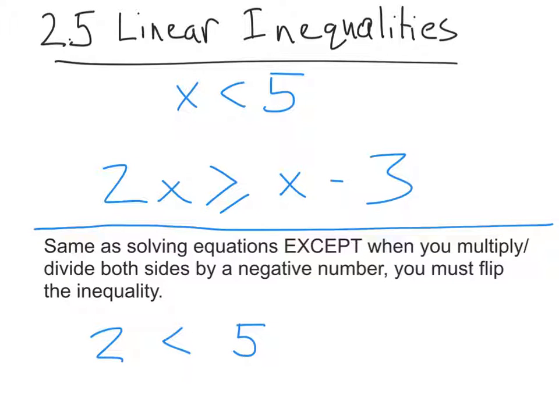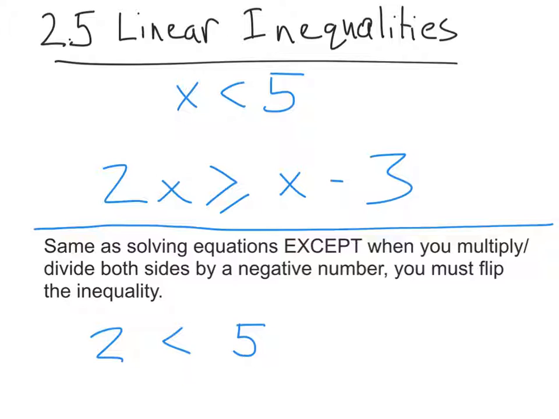Hey everyone, this is section 2.5, Linear Inequalities. These are inequalities as opposed to equations, so instead of something like x equals 5, we have x less than 5, or an equation with the greater than or equal to in it. The good news is solving these inequalities is exactly the same as solving equations, except when you multiply or divide both sides by a negative number, you must flip the inequality.